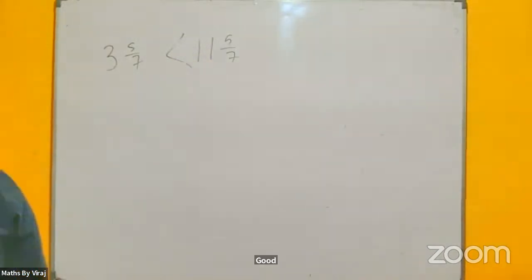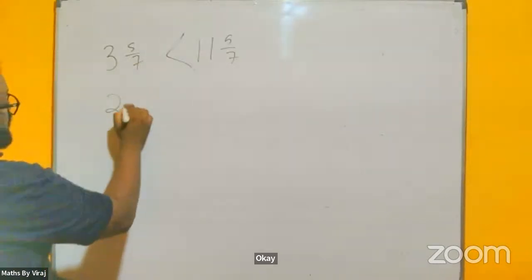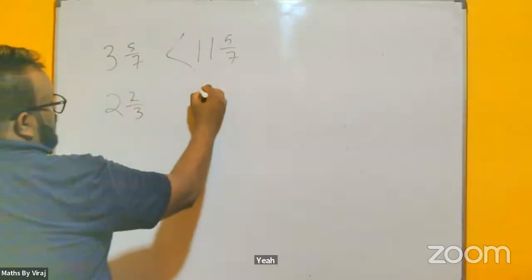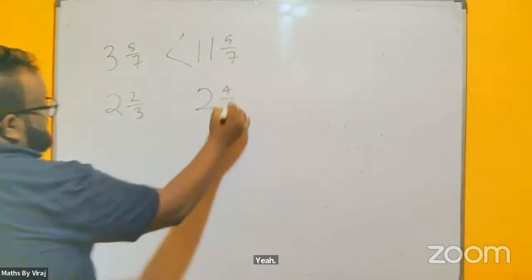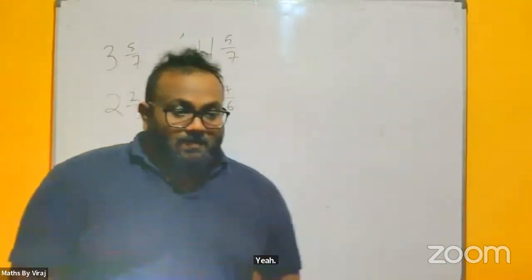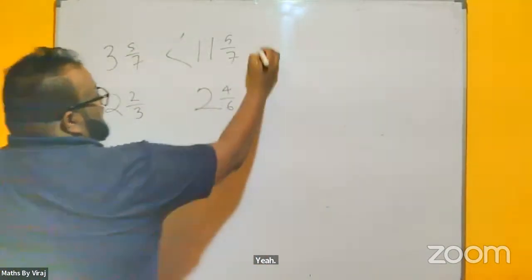Now tell me which is larger? 2 and 2 upon 3 or 2 and 4 upon 6? Which is larger?